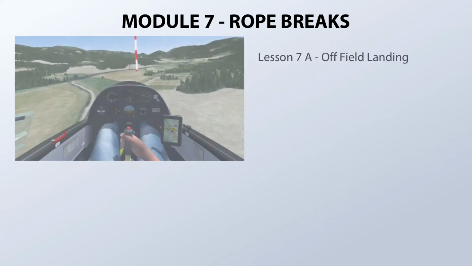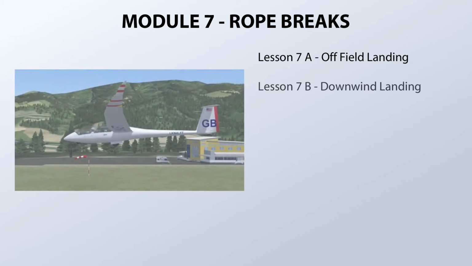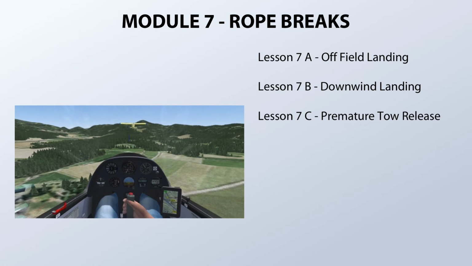Module 7 introduces the student to premature termination of the tow, or rope breaks. First, the student practices an off-field landing, since these may be required if the rope breaks below 200 feet. Next, downwind landings are practiced, which the student will need to do if the rope breaks between 200 and 400 feet. Then, the rope break planning and calls are introduced and practiced.